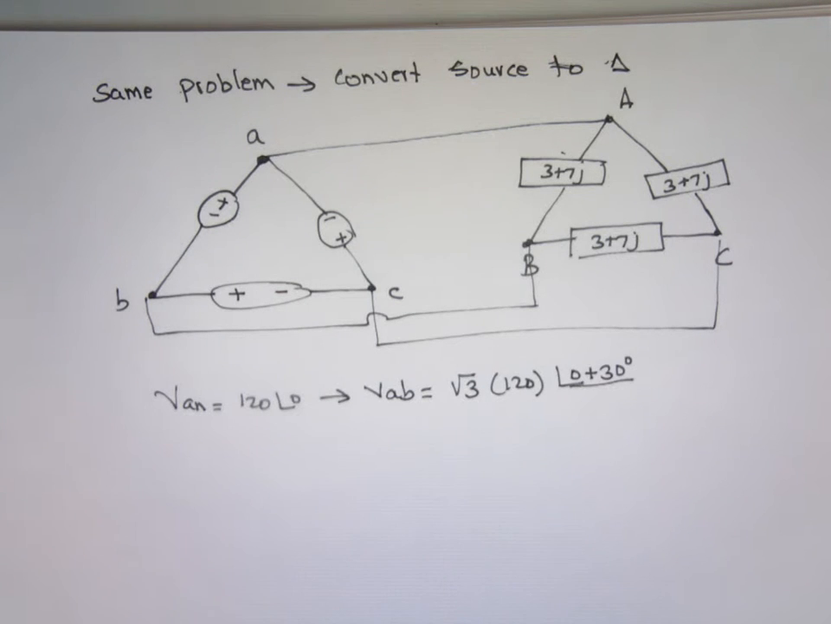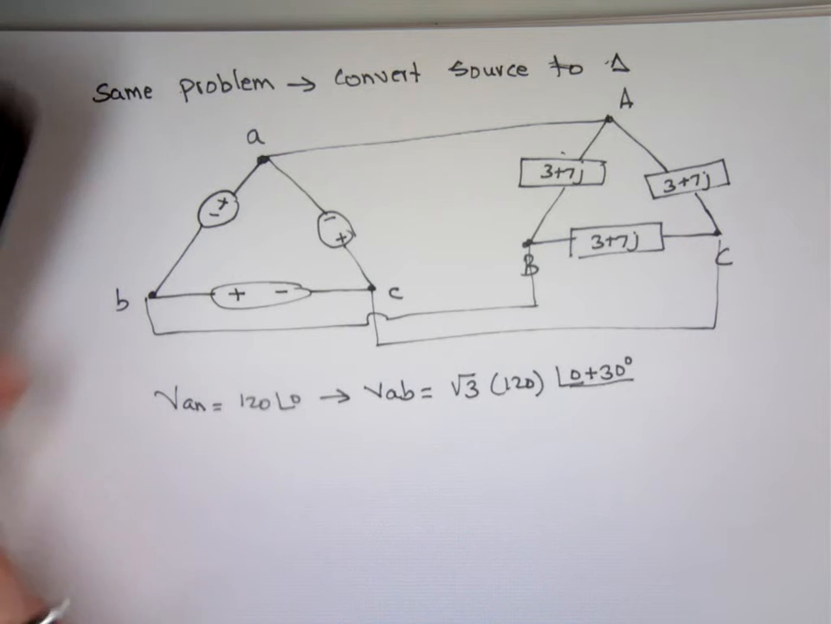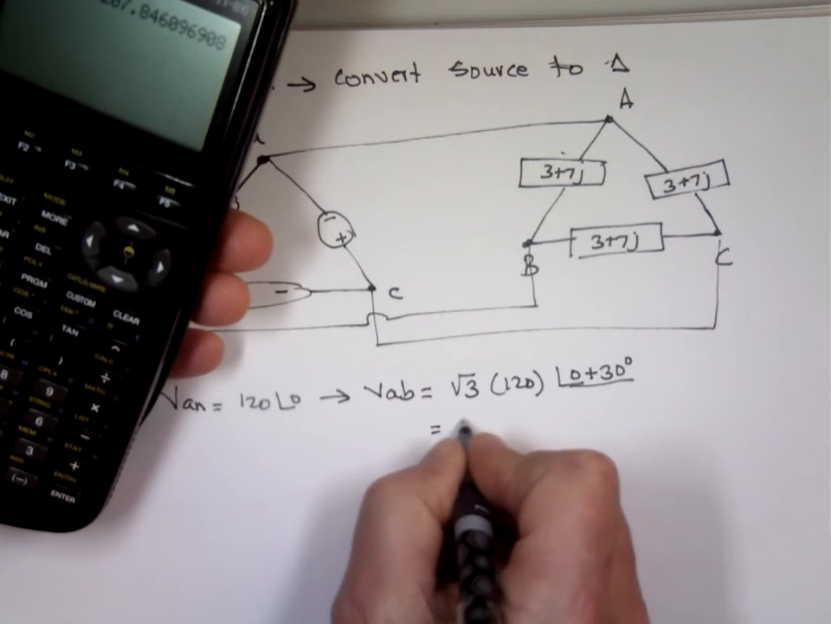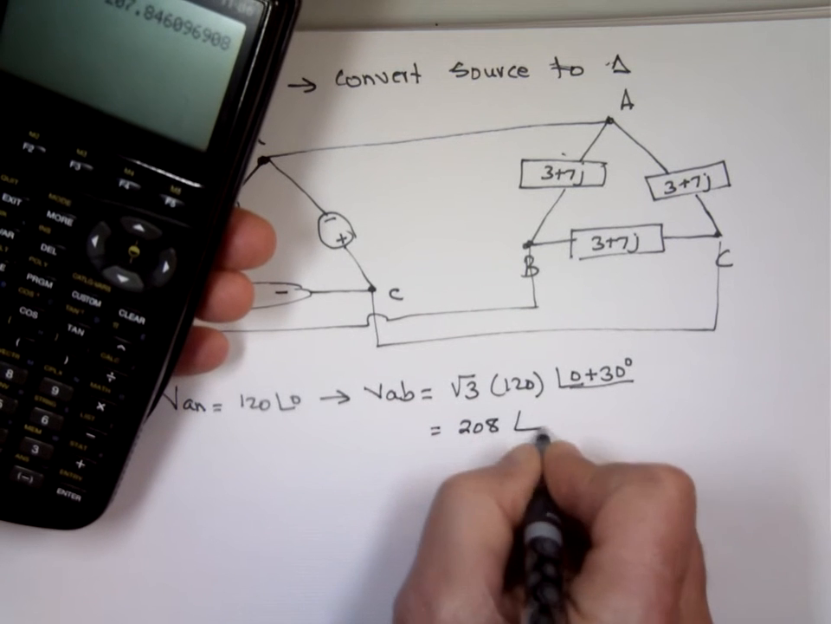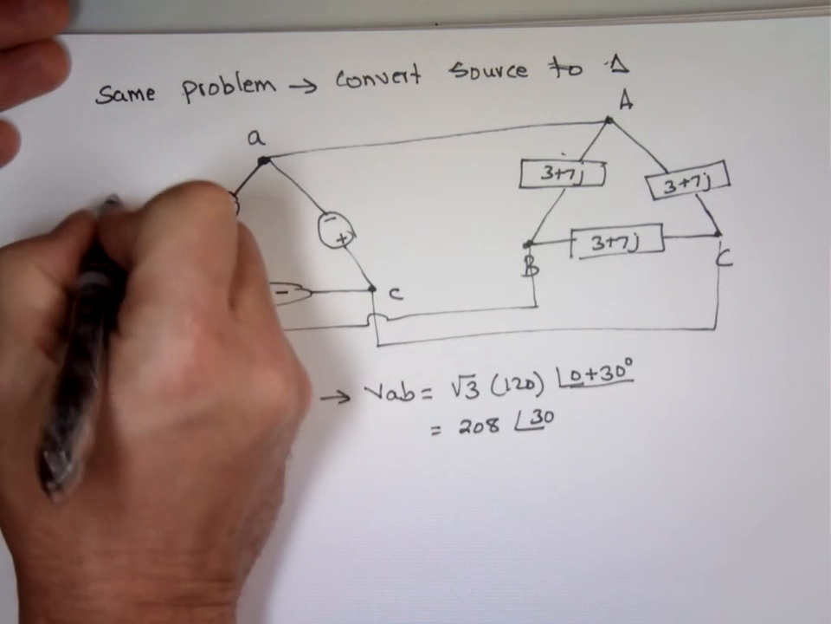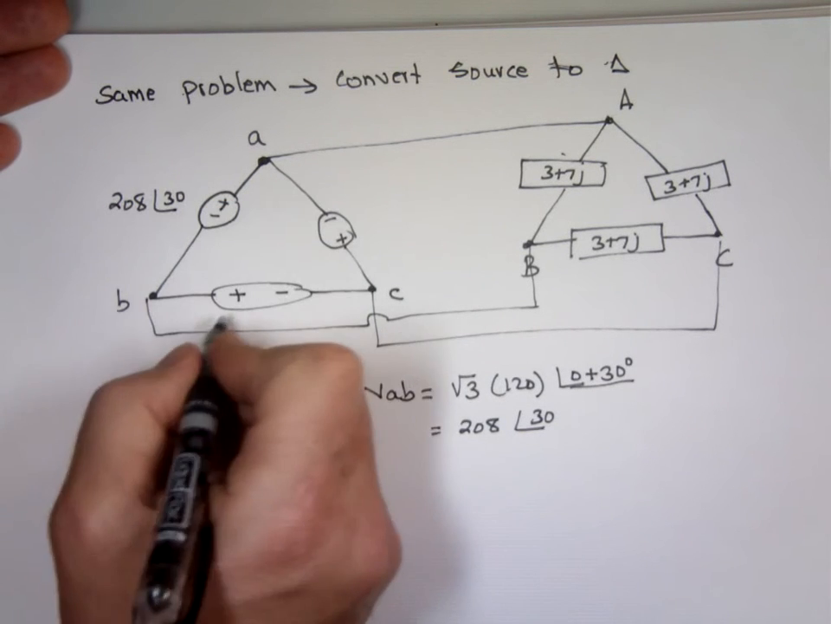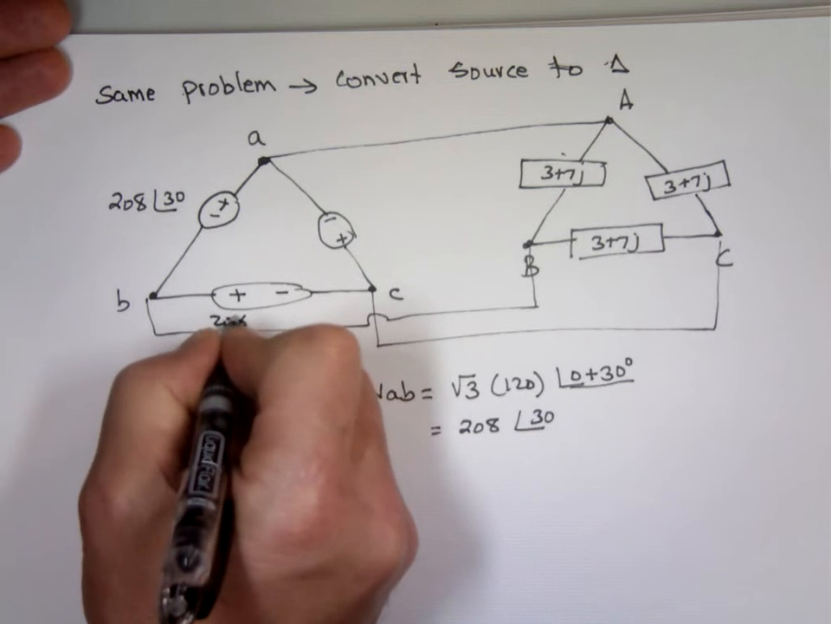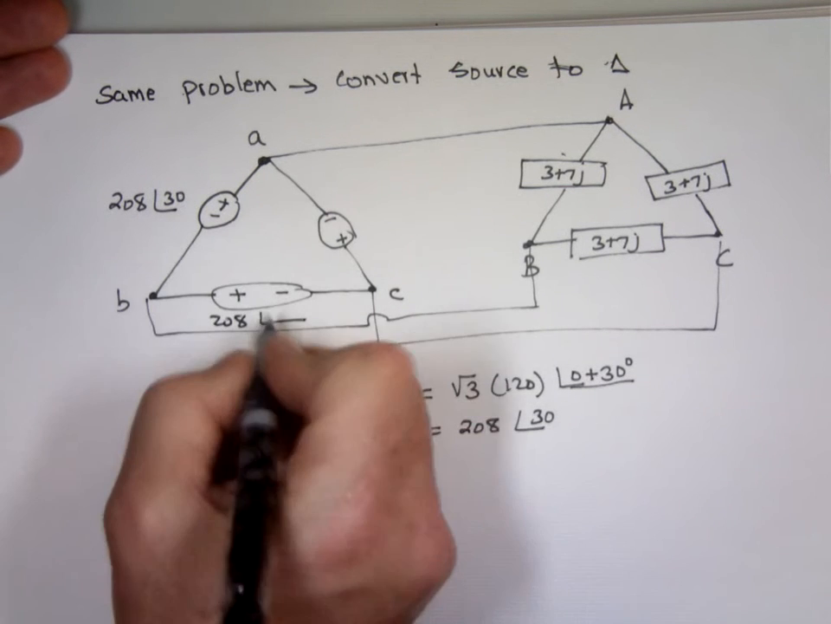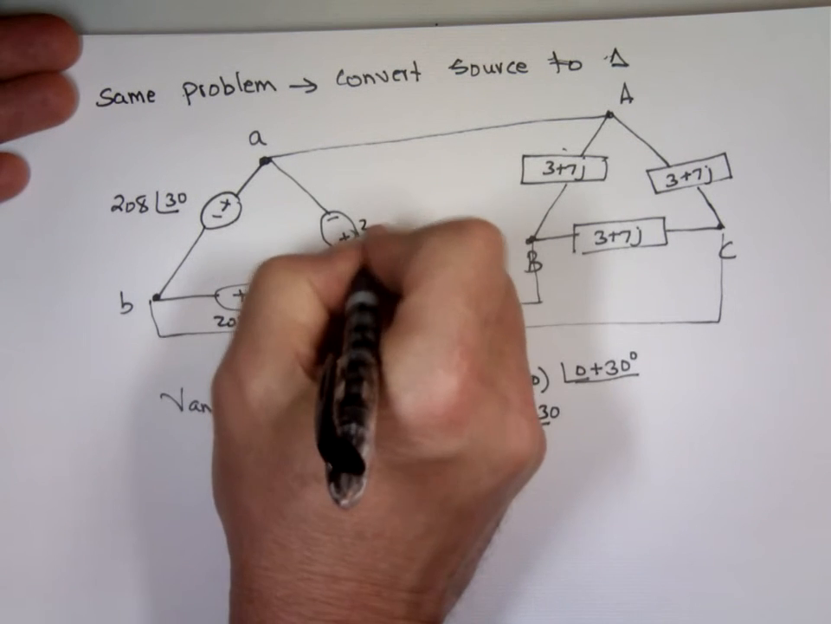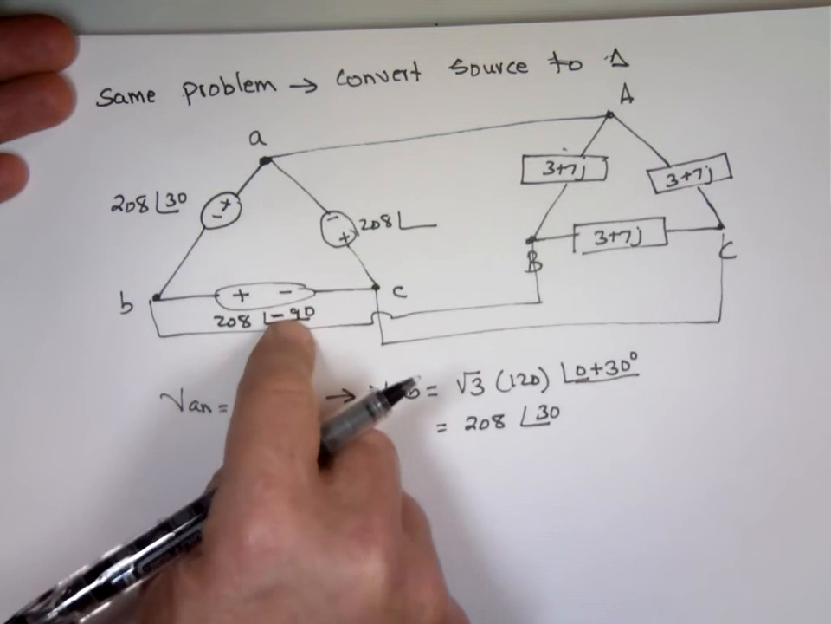So what is square root of 3 times 120? 208 roughly. Angle 30 degrees. So 208 angle 30 degrees. This is 208, subtract 120 from it. What's 30 minus 120? Is that negative 90? And this one, 208, subtract another 120 from this, negative 210.